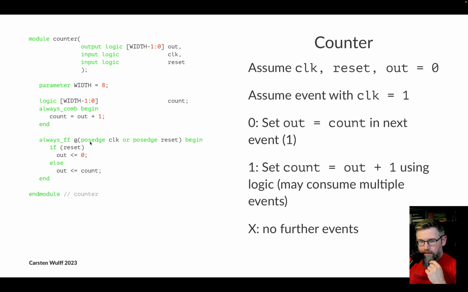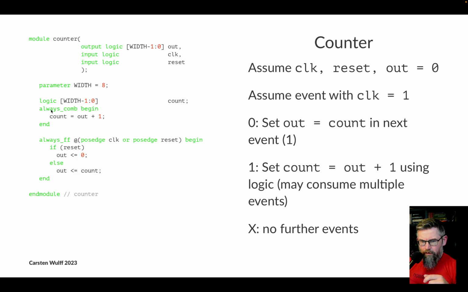So let's start with the always_ff part. We have two signals coming in, clock and reset. And if we're resetting, so this is an asynchronous reset, then we reset the output signal. Or else we set the output signal to the count. Okay.